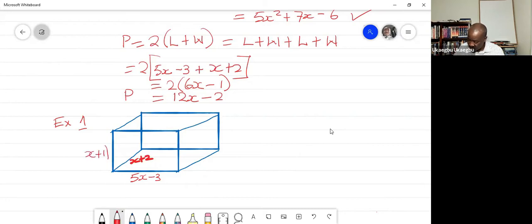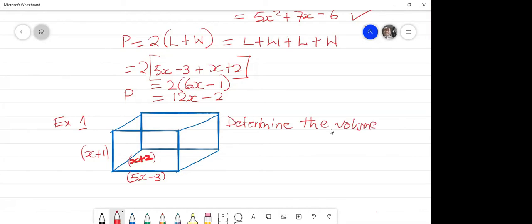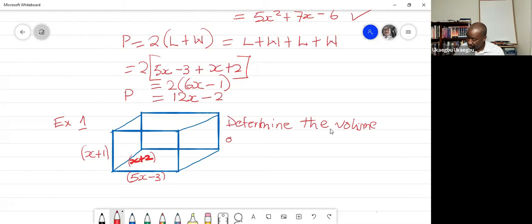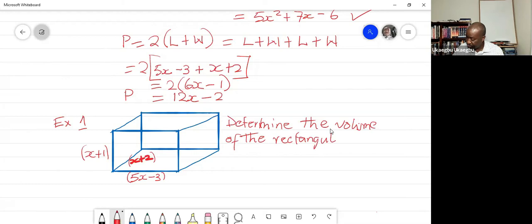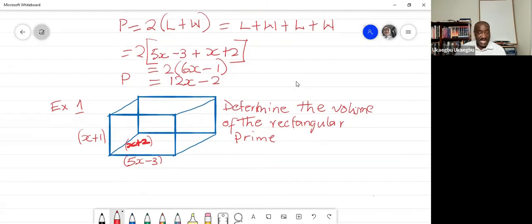So now here's the question. The question is determine the volume. What's the name of this shape that I just drew? Rectangular prism. So determine the volume of the rectangular prism. Okay, so that's our example number 1 task. And I'll give you 3 minutes to give it a try.